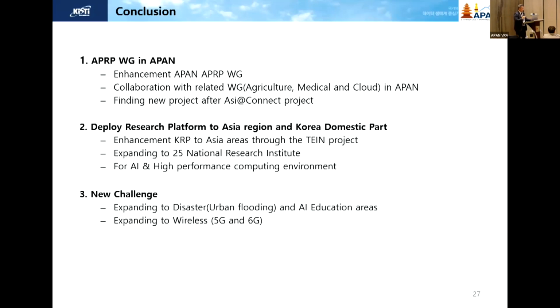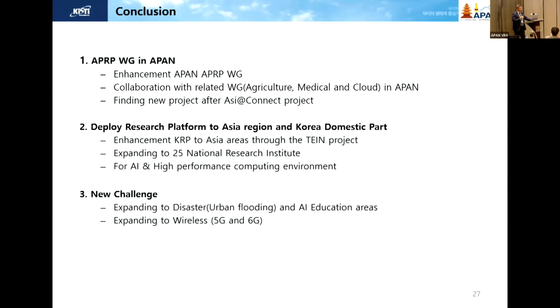This is the final section, the conclusion about the APRP working group and enhancement in APAN: the APRP working group collaborating with related working groups such as agriculture, medical, disaster and cloud in APAN. The first is finding new funding sources, such as the Asia Connect project. The second is deploying the research platform to the Asia region and the Korea domestic part: enhancing KRP to Asia areas through the TEIN project, and expanding to 25 national research institutes and 4 AI and high performance computing environments.